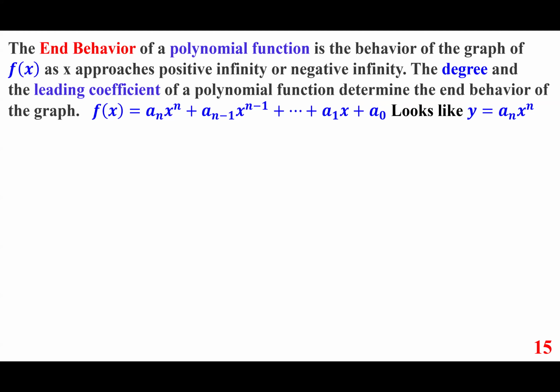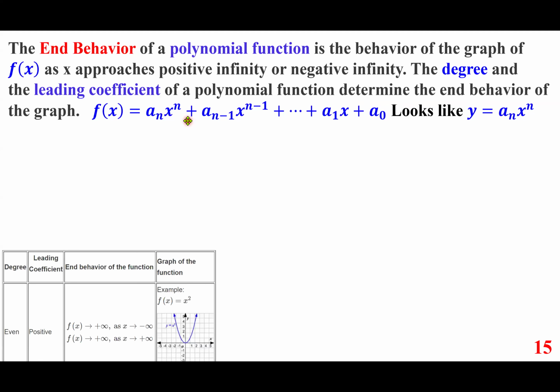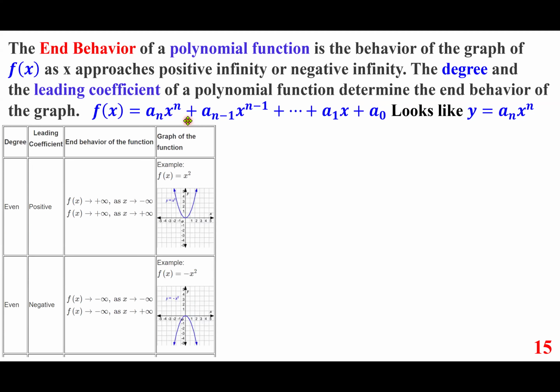So the end behavior means ultimately this leading term will take over. So here's what happens. If the degree is even and the leading coefficient is positive, it ultimately looks like y equals x squared. It opens up. That means f of x goes to infinity as x goes to negative infinity, and f of x goes to positive infinity as x goes to positive infinity.